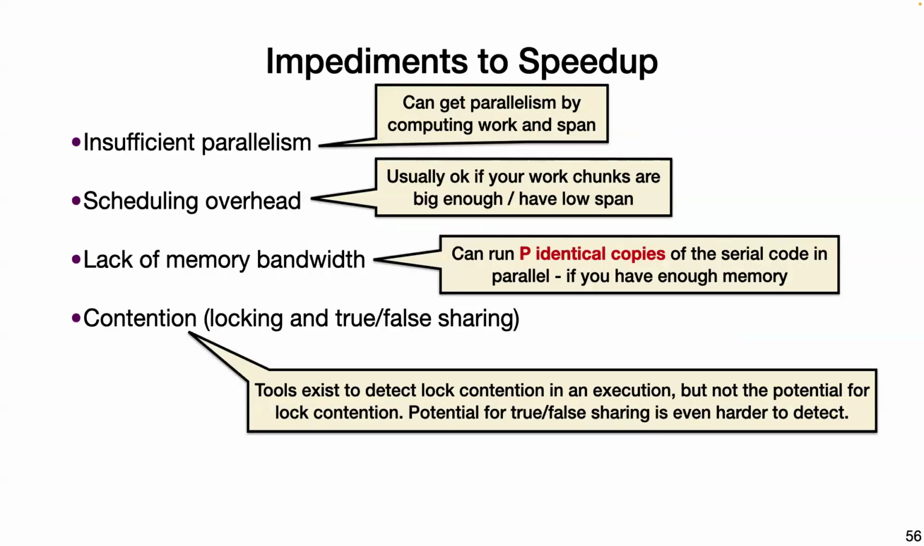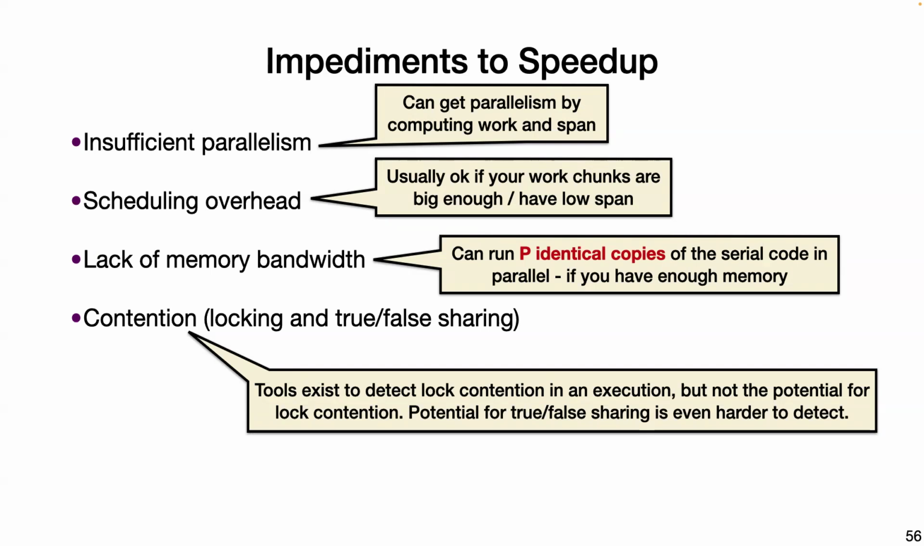There are several issues when you're trying to get realistic speedup. The first one is insufficient parallelism, which you can diagnose by doing the work-span analysis. Another one is the scheduling overhead due to the parallel scheduler. Usually, if you have done enough coarsening for your work chunks, this should be fine if your algorithm has low span. Another one is lack of memory bandwidth.